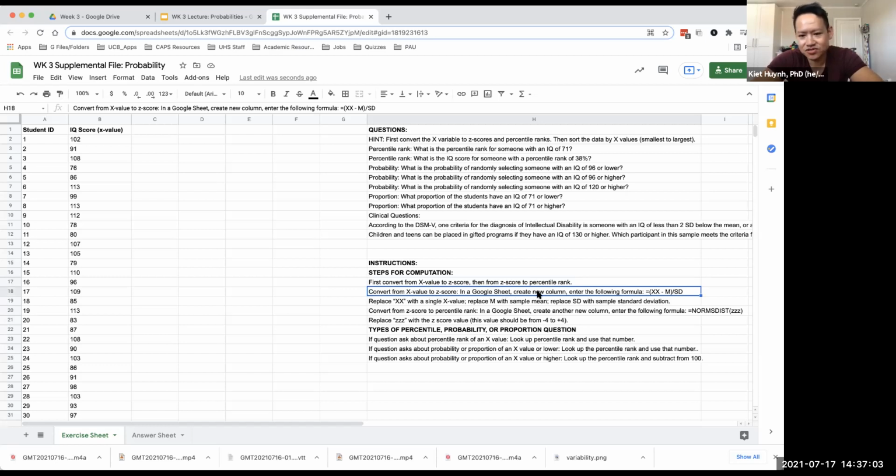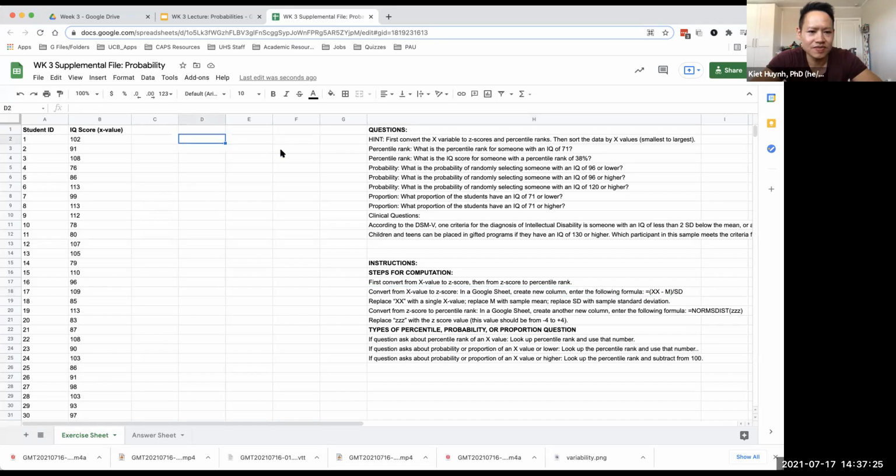In the Google Sheet, create a new column, enter the following formula: equals XX minus M all over SD. M is mean, SD is standard deviation. So replace XX with a single X value, replace M with the sample mean, and replace SD with the sample standard deviation. Okay. So we need the mean and standard deviation for the X value.